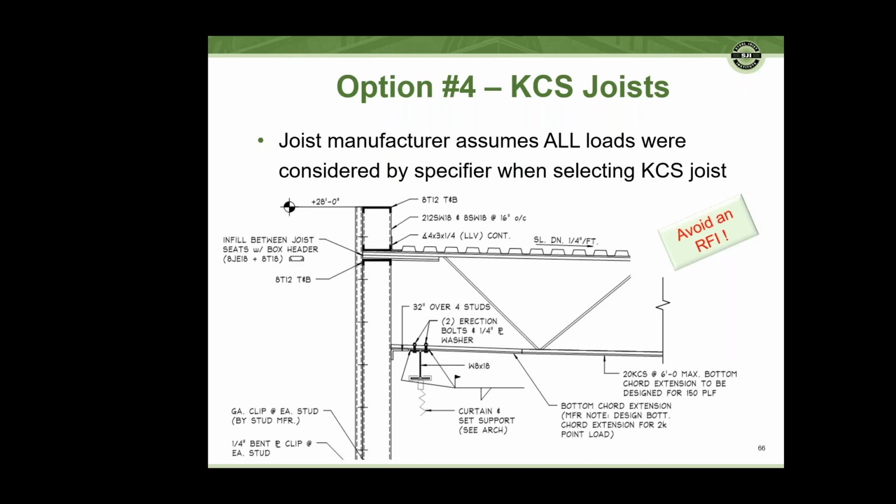This is an example from a set of contract documents where, and this is common, you'll see KCSs that are called for, and then either in sections or on plans, there are additional loads noted. And all those loads should have been considered when selecting the KCS joist, and that can lead to some confusion. Is this supposed to be in addition to, and whatnot? So KCSs end up with a lot of RFIs, and that's why Tim even referenced, avoid calling them KCSs.